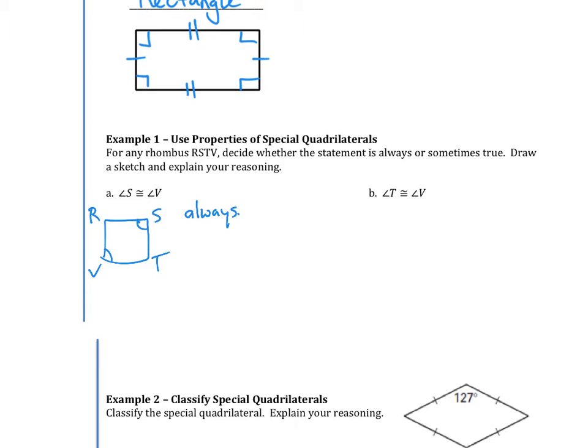And the reason being, it's a p-gram, or it's a parallelogram. Again, because it's a rhombus. So the opposite angles are congruent. So it's a parallelogram, so the opposite angles are congruent. S and V are opposite from each other.